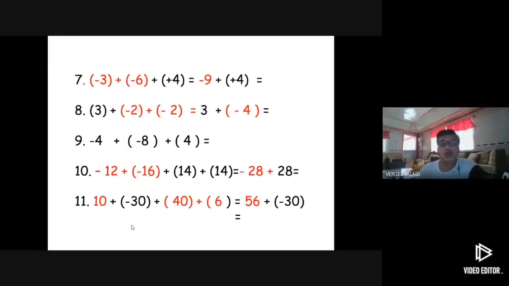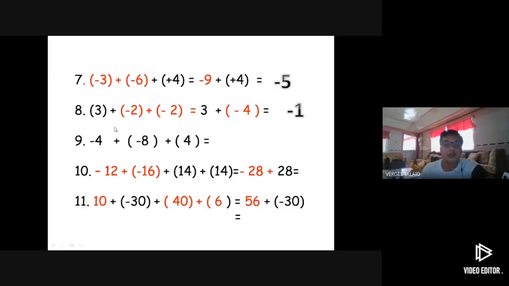Now, suppose you are going to add two or more integers. For example, you have negative 3 plus negative 6 plus 4. This time we are going to add the same signs first. Negative 3 plus negative 6 is negative 9, added by 4. That is unlike sign, so I'm going to subtract, then copy the sign of the larger absolute value. So the answer is negative 5. The same with number 8. You are going to add first negative 2 and negative 2. That is negative 4, plus 3. That is negative 1.